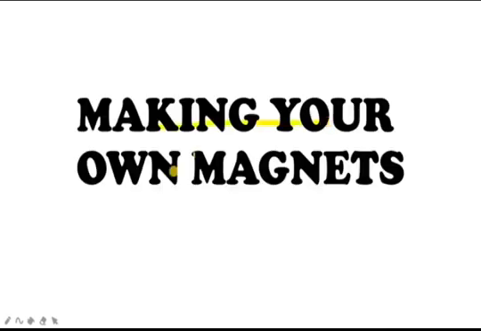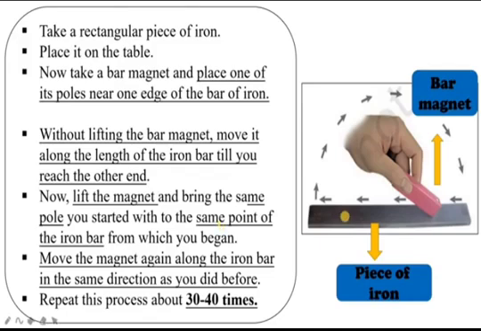Our next task is making your own magnets. Here you can see the activity. Take a rectangular piece of iron and place it on the table. After that, take a bar magnet. Look here, take a bar magnet. And what you have to do? Yes, place one of its poles, north or south, near one edge of the bar of iron.